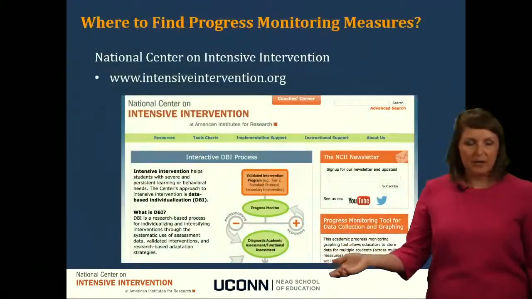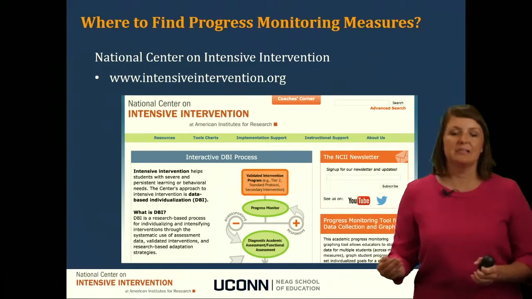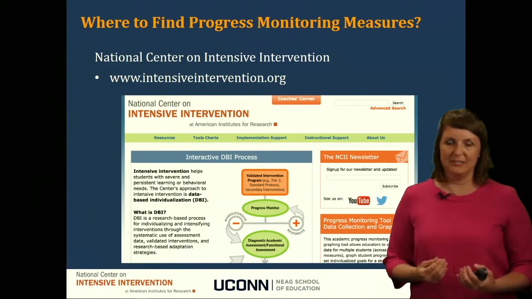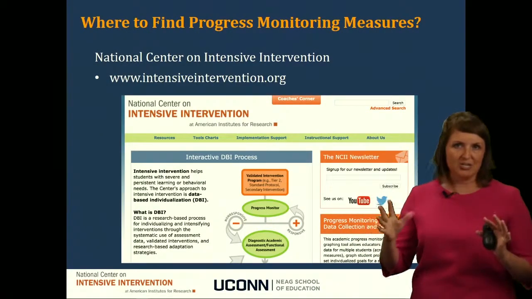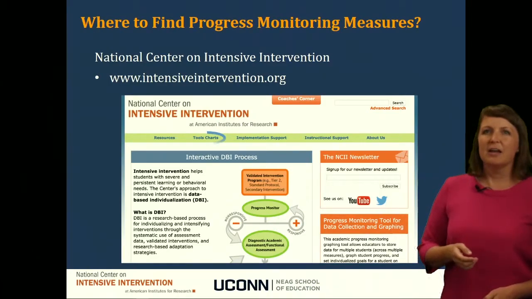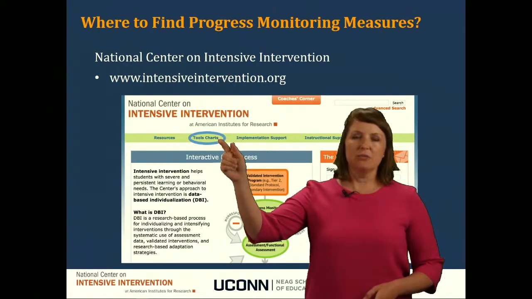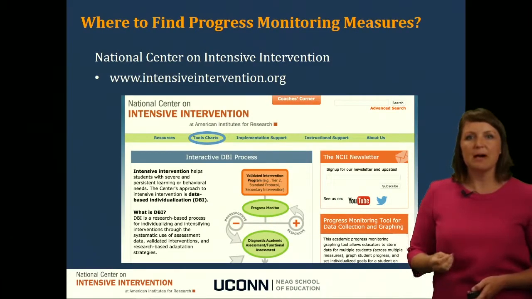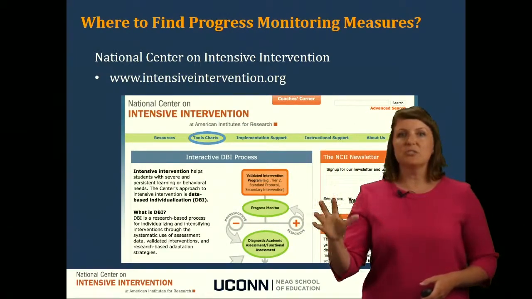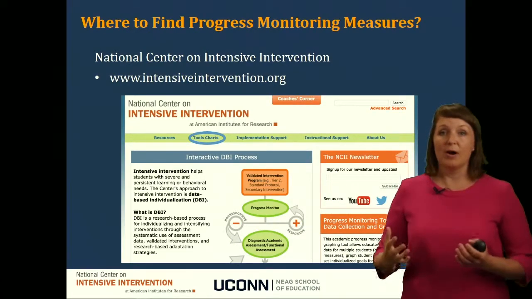Now you might say, Sarah, where can I find progress monitoring measures? And I would say, well, your first best bet is always to visit the National Center on Intensive Intervention. So this is a screenshot from their homepage in 2017. It might change a little bit in the future. But here, if I look here on this top bar, right here where it says Tools Chart, if you click on Tools Chart, there's a pull-down menu that comes up, and you can click on Academic Progress Monitoring Measures. And if you go there, then you can actually find a good starting list of academic progress monitoring measures that you may want to use.